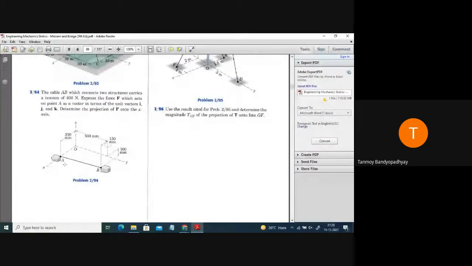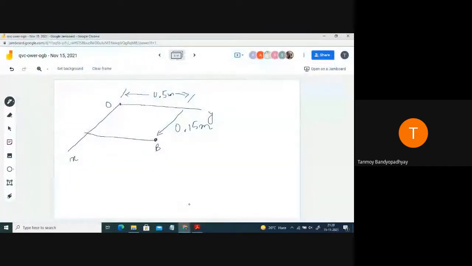Similarly for the point A, the x coordinate is 0.35, y coordinate is 0. So this is the point A, and this thing is given to be 0.35 meter. So this is 0.35 meter and y is actually 0. And they both lie on the xy plane actually, so all the z things are 0.